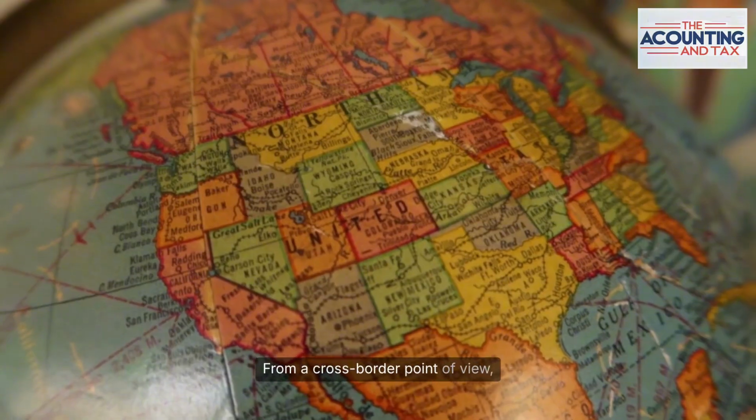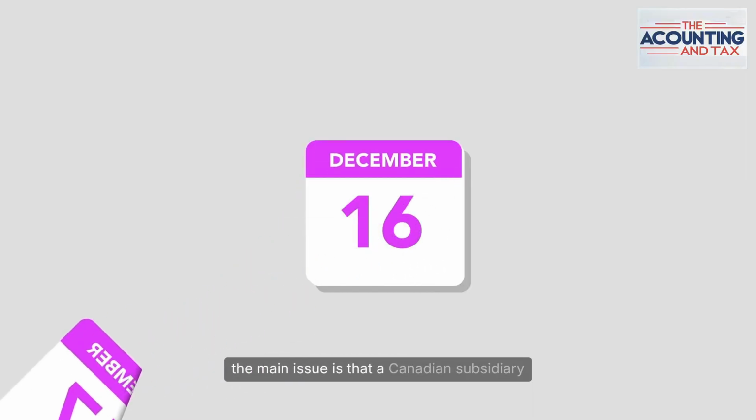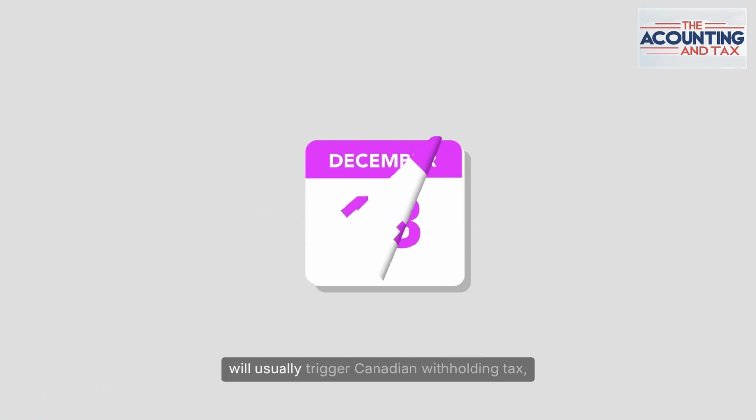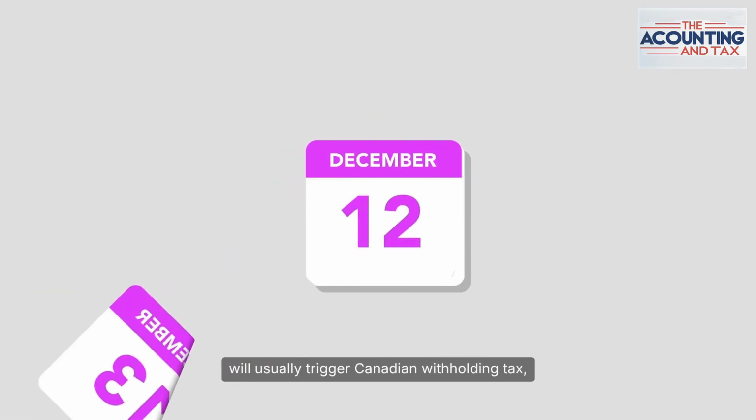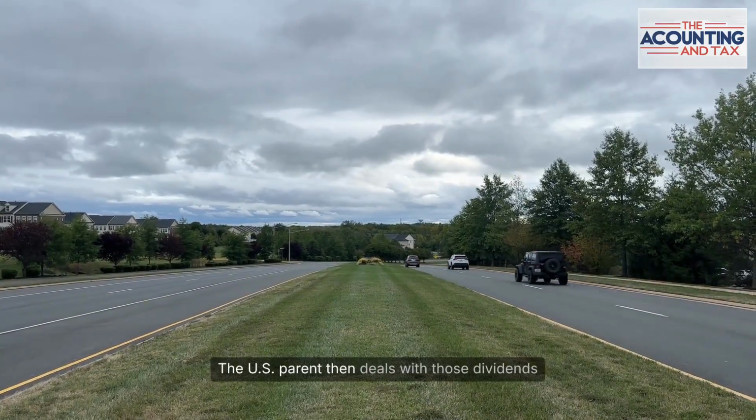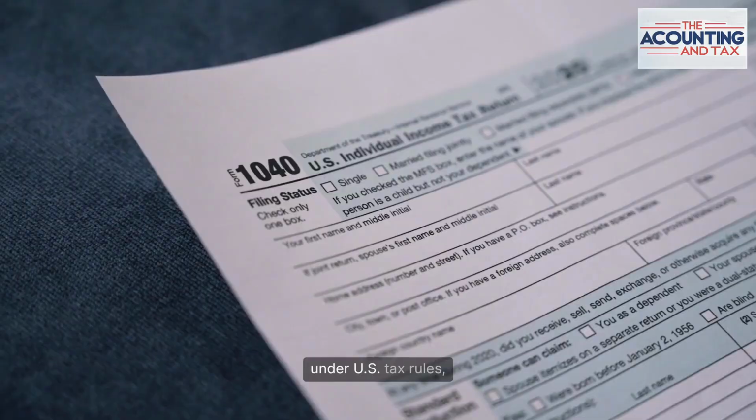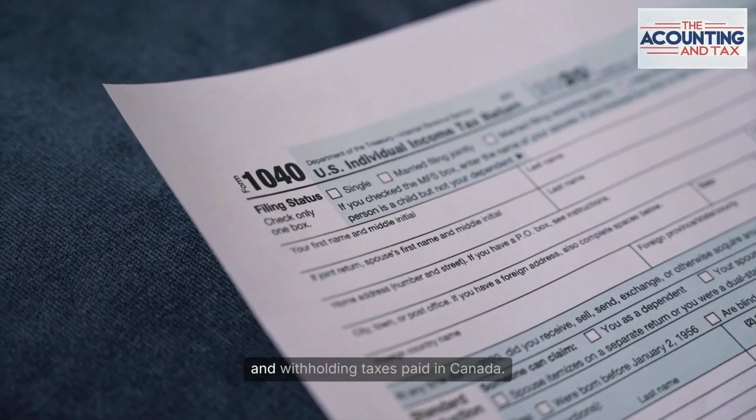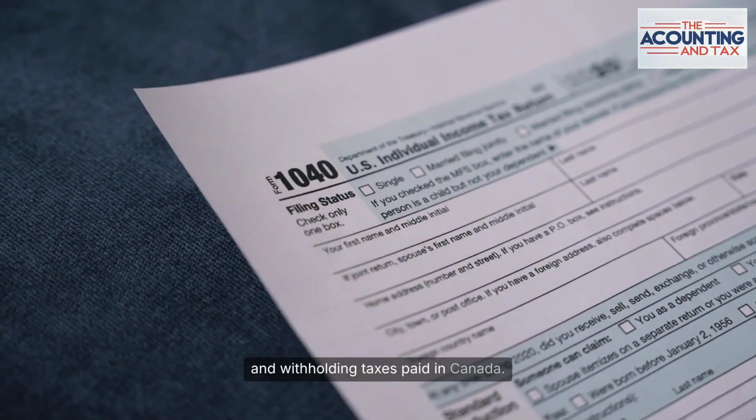From a cross-border point of view, the main issue is that a Canadian subsidiary paying dividends to a US parent will usually trigger Canadian withholding tax, reduced under the Canada-US tax treaty. The US parent then deals with those dividends under US tax rules, potentially using foreign tax credits for corporate and withholding taxes paid in Canada.